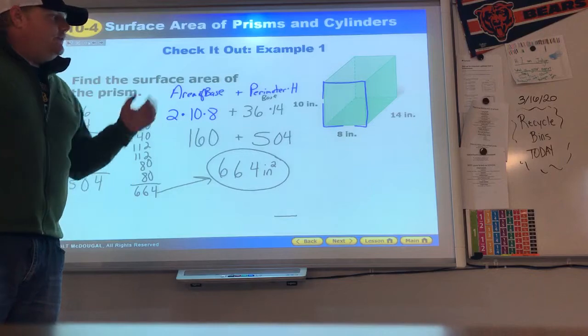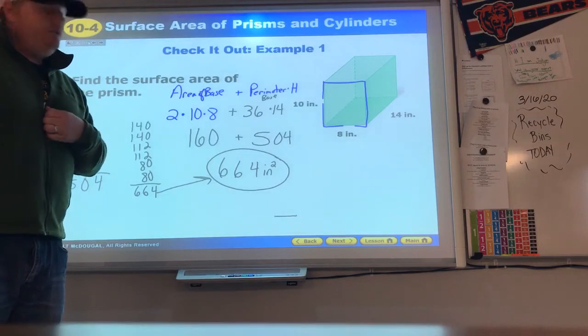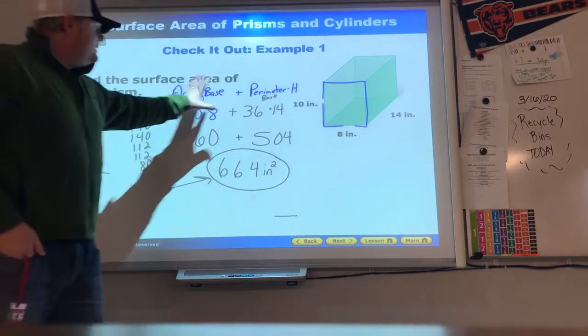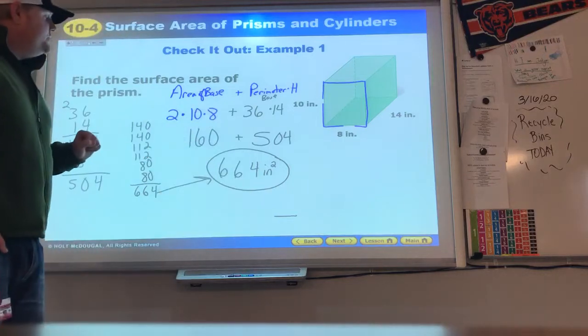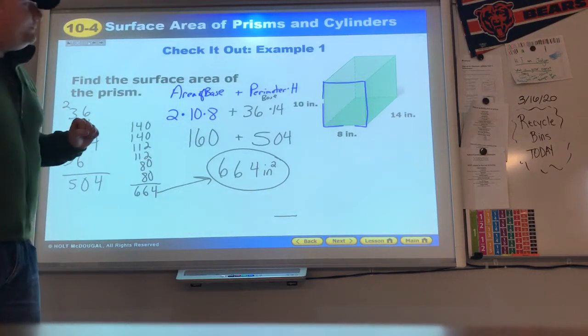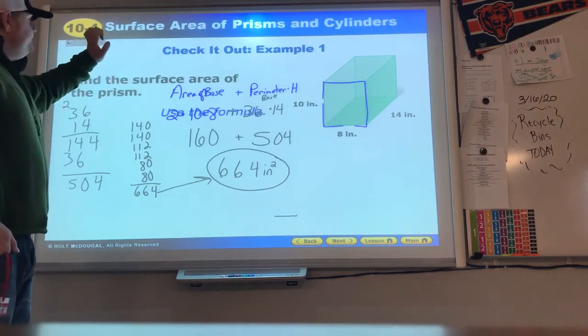Some of you have said, oh, I'm going to do the area of each side. You can do that. I would suggest this because it is the same each and every time with each and every shape. Now we move on.